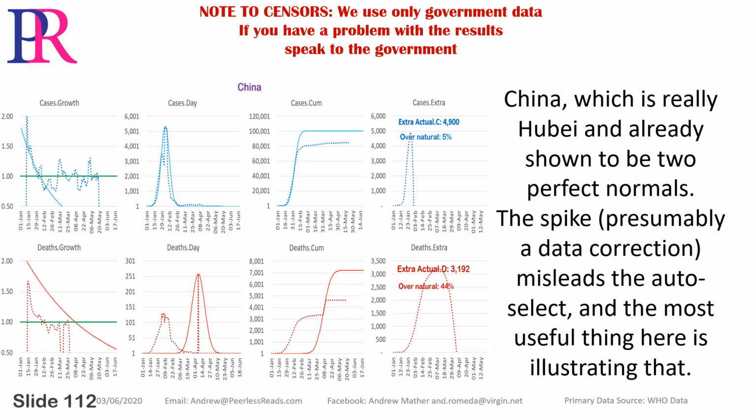China, which is really Hubei and is already shown to be two perfectly normals. The spike, presumably a data correction, misleads the auto-select, and the most useful thing here is illustrating that.